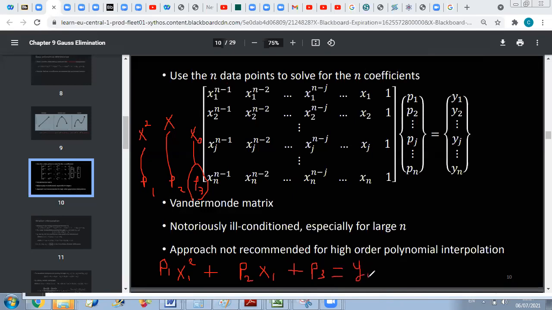equals y1. Your second equation will be P1 times x2 squared plus P2 times x2 plus P3 equals y2.